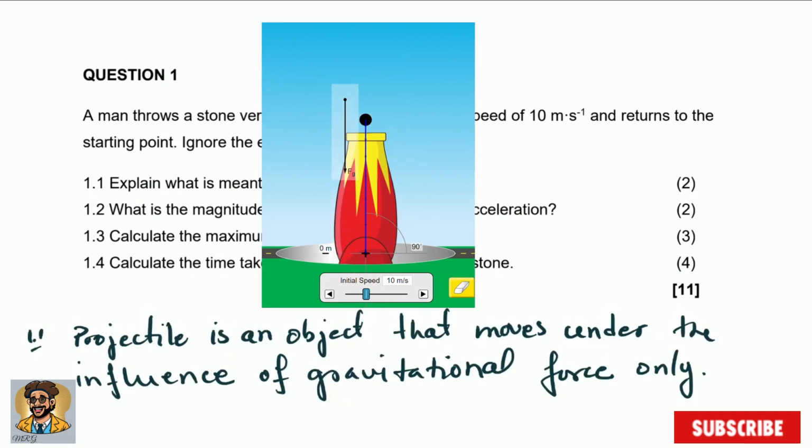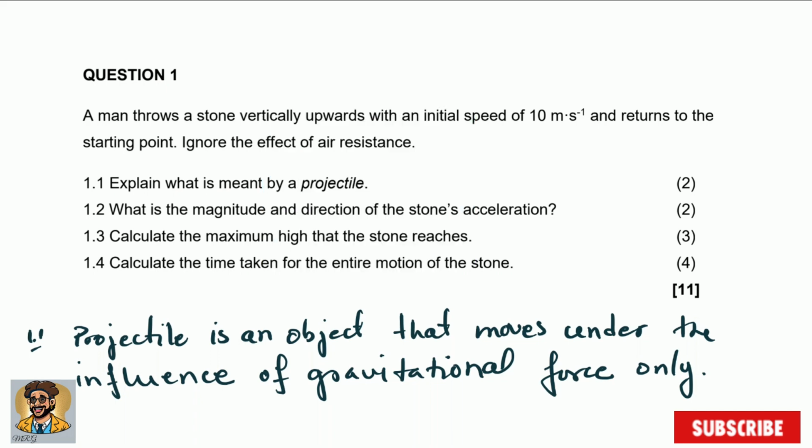So then we can say that a projectile is an object that moves under the influence of gravitational force only. Remember that in this topic there are two definitions only, one for projectile and one for free fall, and those two definitions are going to be asked in the exam for sure.